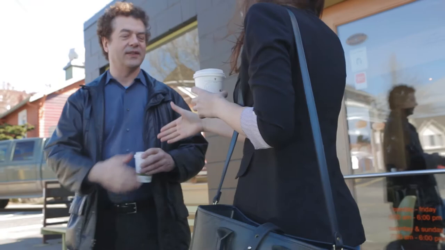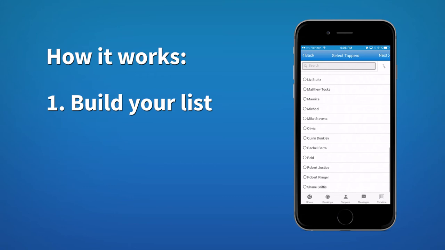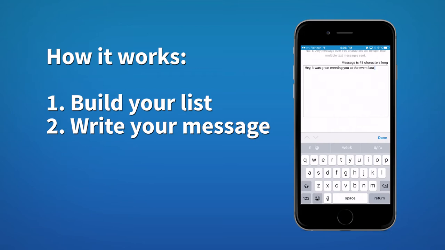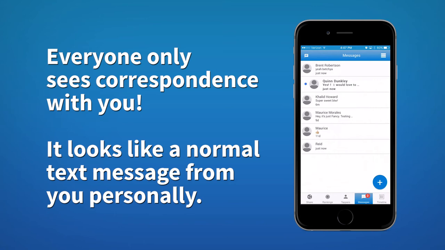Here's how texting works with the CardTapp solution. Simply build a list of everyone who you want to send your text message to. You can send your message to as many as all of your app users or as few as one. Simply write your message and hit send. Replies come straight back to you in the app in one thread. But everyone only sees correspondence with you. It looks like a normal text message from you personally.